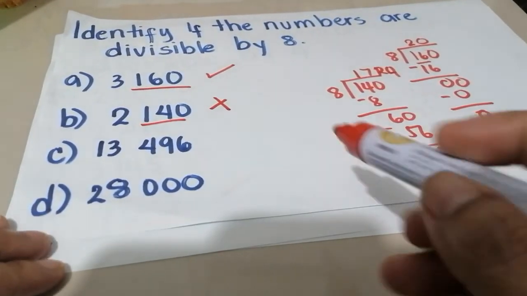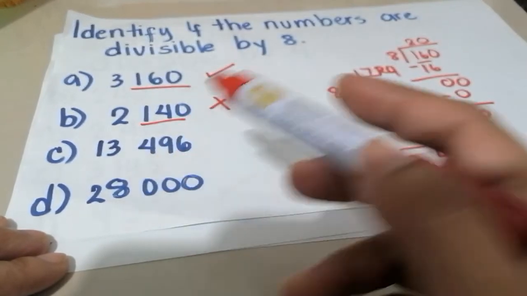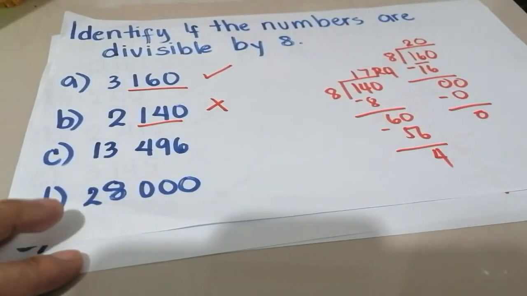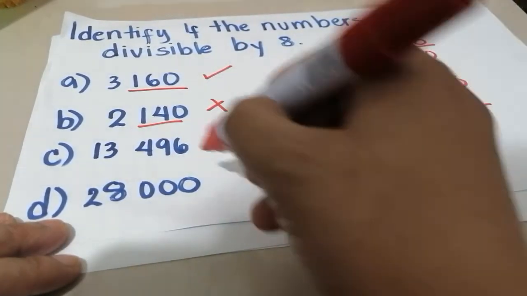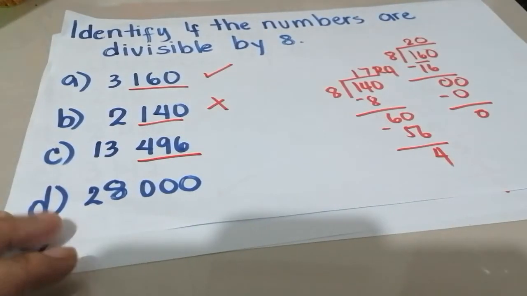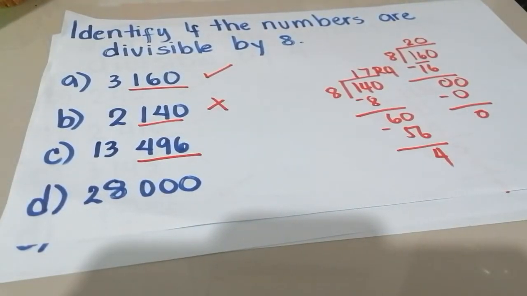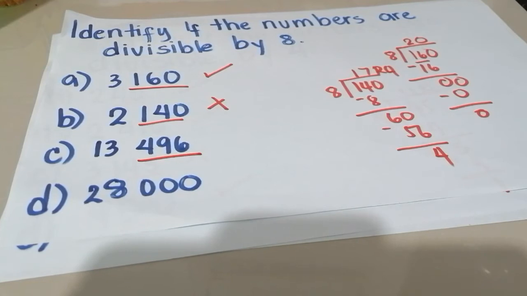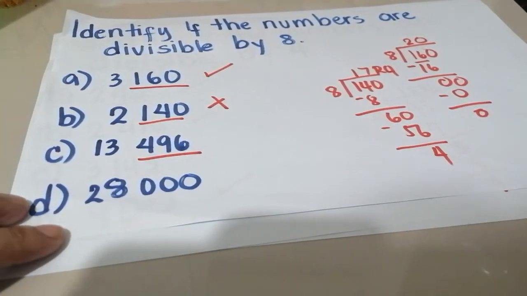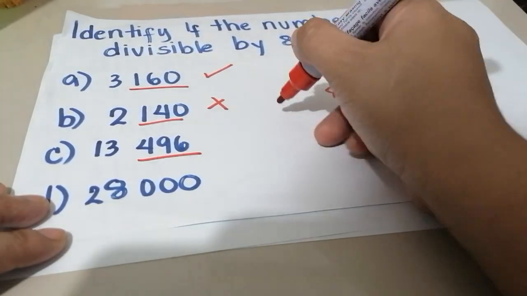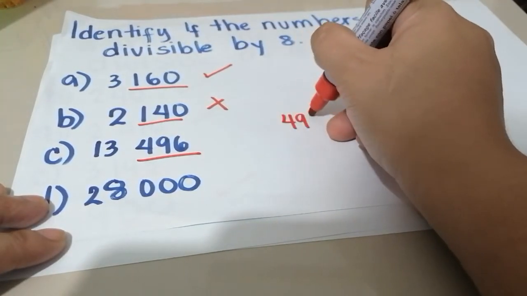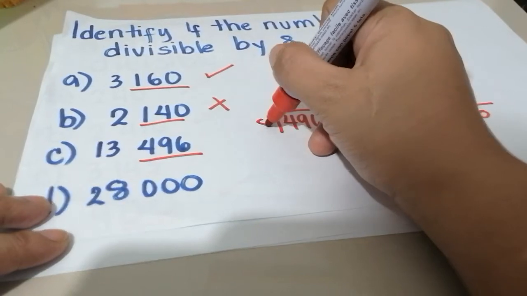Okay, next is 13,496. Is it divisible by 8? So again, we just need to check the last 3 digits. Titingnan lang natin yung last 3 digit ng number. At yung last 3 digit na ay 496. So i-divide lang natin ang 496 by 8.